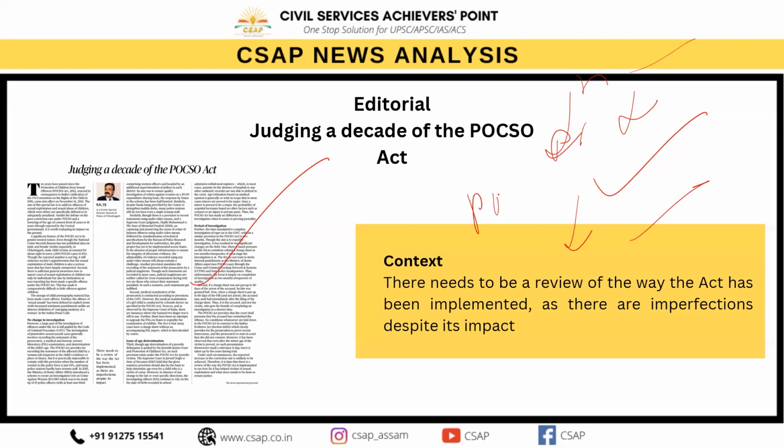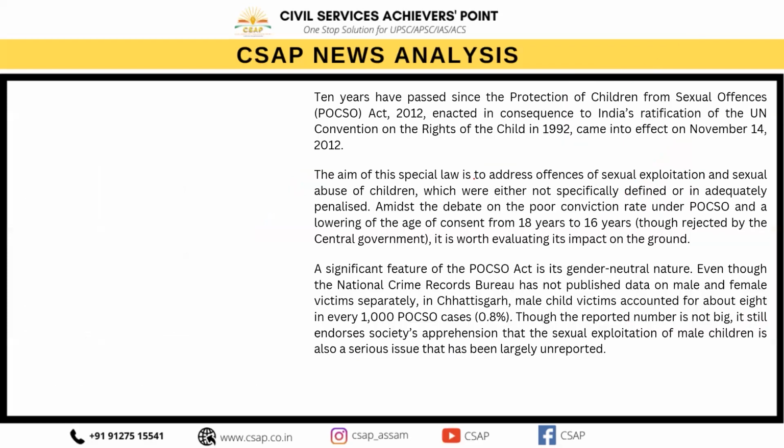Okay, so the POCSO Act becomes very important even for our exam purposes. Okay, so that is all with the editorial.